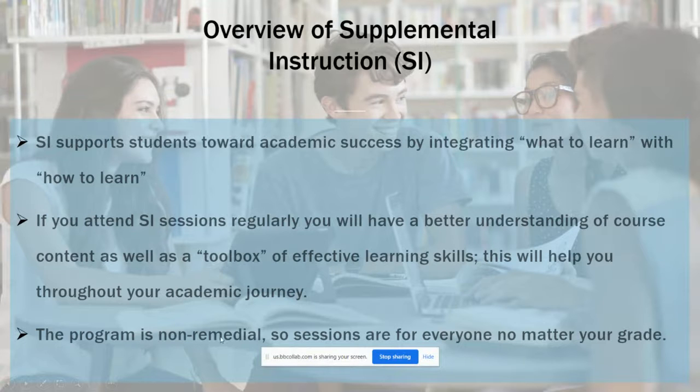The program is non-remedial, so sessions are for everyone, no matter your grade. These are just to better your understanding. It's not specifically for people that are failing. If you're doing good and you just want to refresh and stay on top of it, we're also here for that, as well as people that need help, that feel they're behind or not understanding.